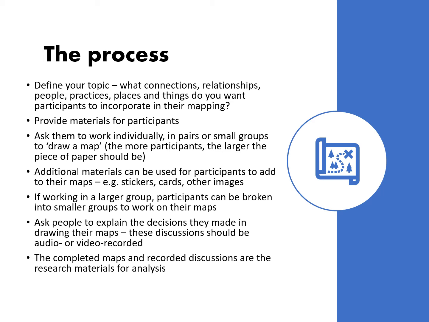Additional materials can be used for participants to add to their maps, so you can give them stickers or cards or other images that they can put on their maps. If working in a larger group, participants can be broken into smaller groups to work on their maps. Ask people to explain the decisions they made in drawing their maps. These discussions should be audio or video recorded so that you can refer to them later. The completed maps and recorded discussions are then the research materials for analysis.